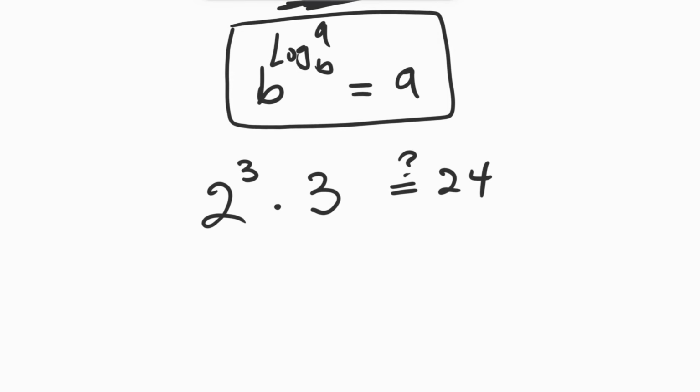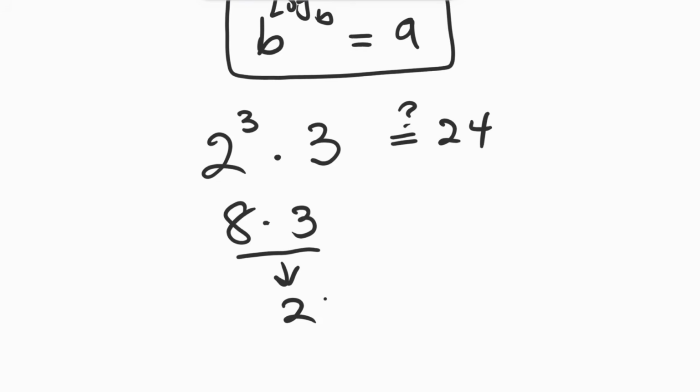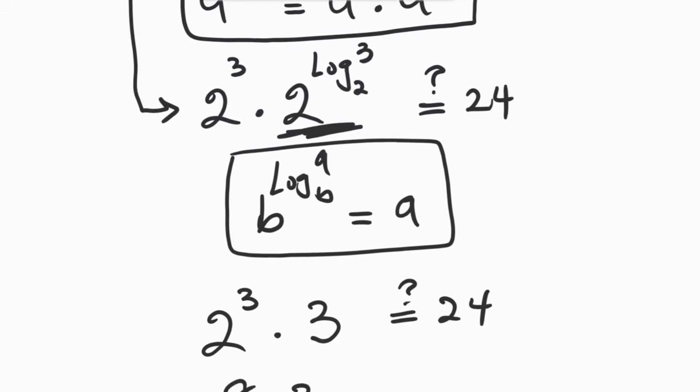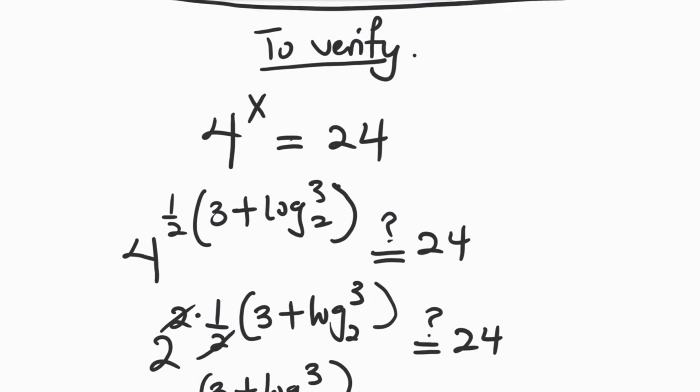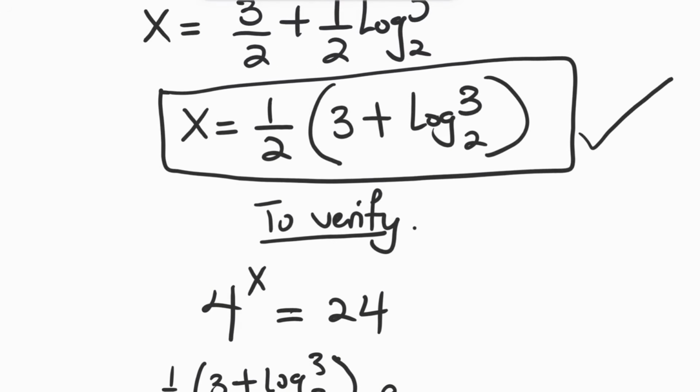2 raised to the power 3 is 8, times 3. We see that 8 times 3 is 24. And our right-hand side as well is 24. That means our value of x, which is half into bracket 3 plus log of 3 base 2, is the correct answer.